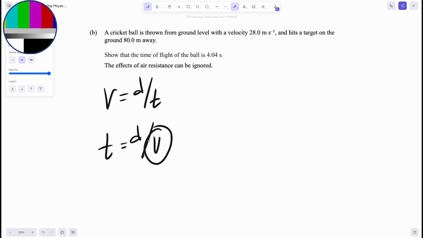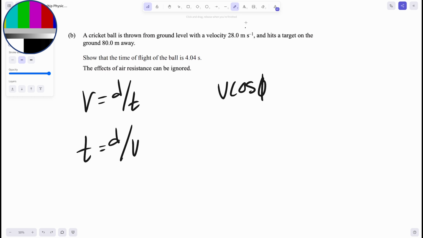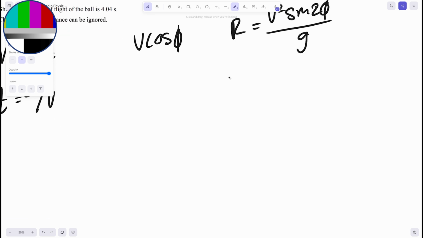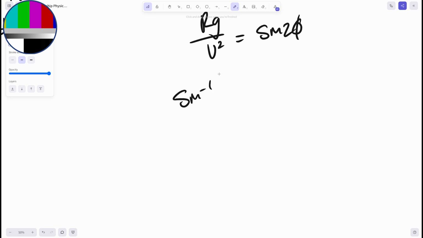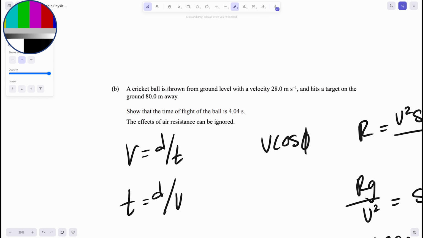However, we don't know the value of our velocity. We know that our velocity in the horizontal direction is v cos phi, where our v is 28 meters per second, but we don't know our angle. We know our range equation is equal to v squared sine 2 phi all over g, and therefore our r g over v squared is equal to sine 2 phi, and therefore the inverse sine of r g over v squared is equal to 2 phi. Now plugging in our numbers, our r is our total range, which is our 80 meters.